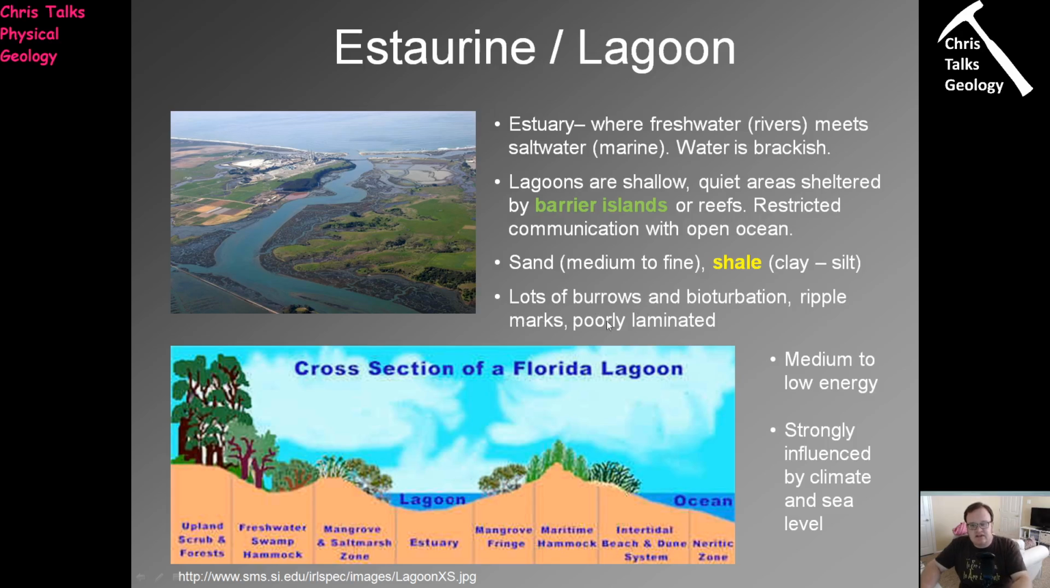And we are going to see some laminations, these very, very fine layers in sediment, but they won't normally be that great. In terms of the environments themselves, lagoons are normally relatively low energy. Estuaries can be between low and moderate energy. And in terms of both lagoons and estuaries, they are strongly influenced by climate change and sea level, because when the sea level goes up and down, obviously that affects where your estuaries are and where your lagoons are.